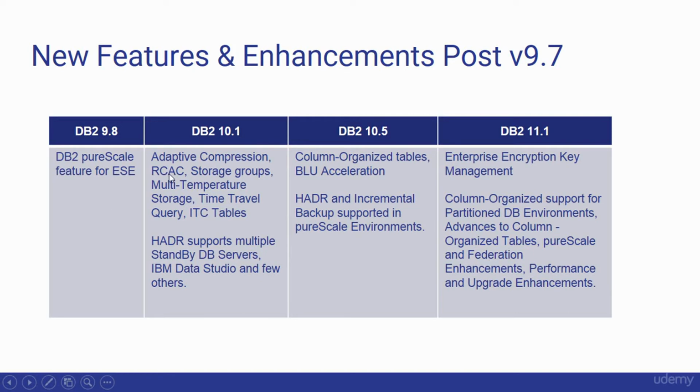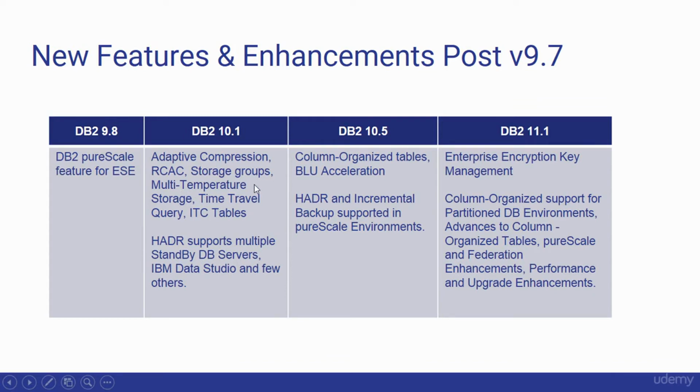Then when we move to version 10.1, we get to see a lot of new features such as adaptive compression, which is a way to achieve better compression of table data for performance and storage optimization. We have row and column level access control, or RCAC. This is a security feature that is used to control the data access at row and column level in a better way. Then we have storage groups that were introduced as a layer between the database and the table spaces to support multi-temperature data storage.